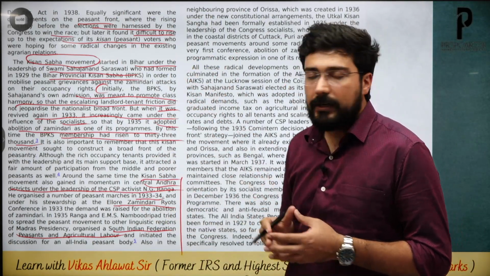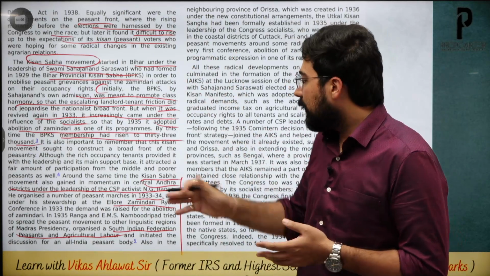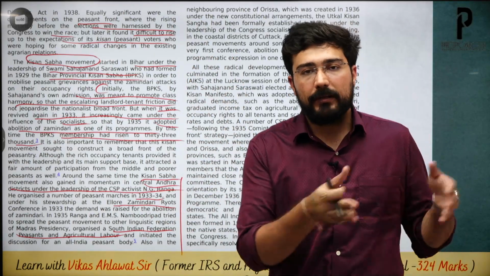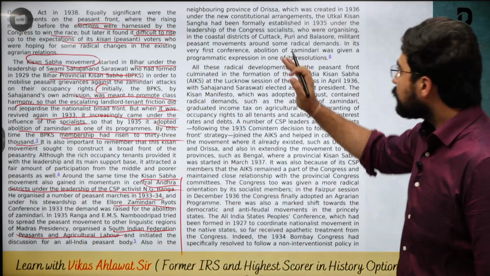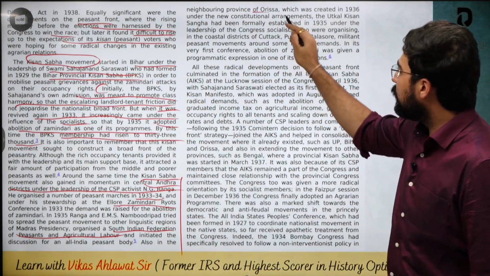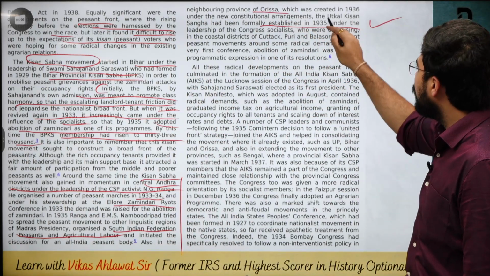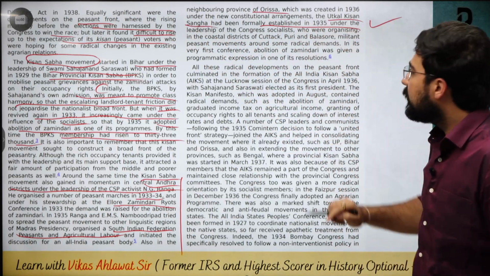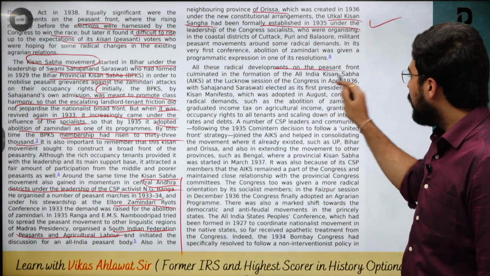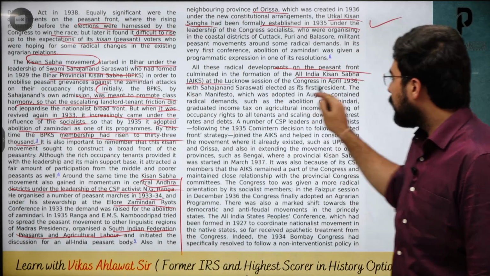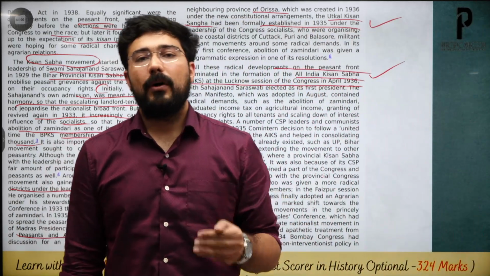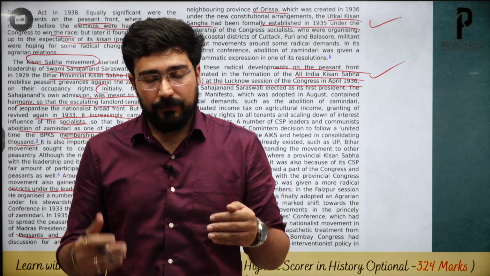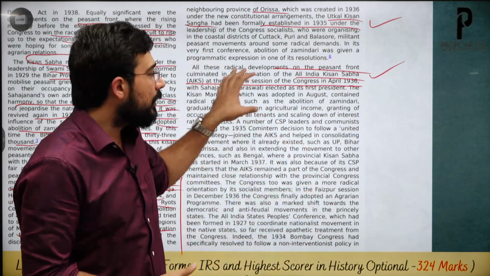we can talk about the BPKS and the leader Swami Sahajanand Saraswati. Then we can say okay, it was NG Ranga who was operating from Andhra Pradesh. So this is how you can at least make a chart in your answers if a question comes on Kisan Sabha. Then they are talking about Odisha also, which specifically saw the establishment of the Utkal Kisan Sangh in 1935. All these radical developments led to the creation of the All India Kisan Sabha at the Lucknow session of Congress in 1936. So if a question comes on the evolution of the Kisan Sabha, first you write regional and then you say All India Kisan Sabha.